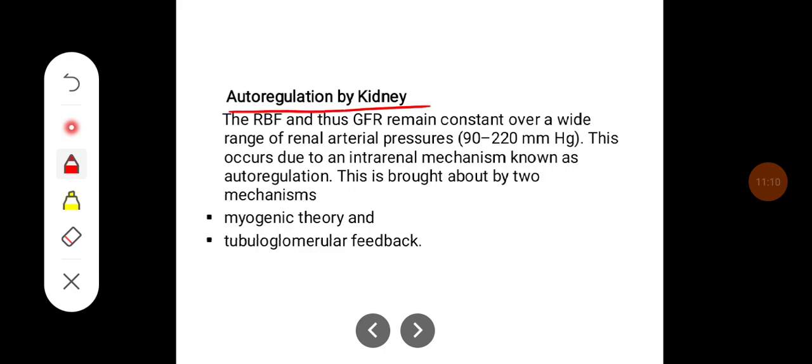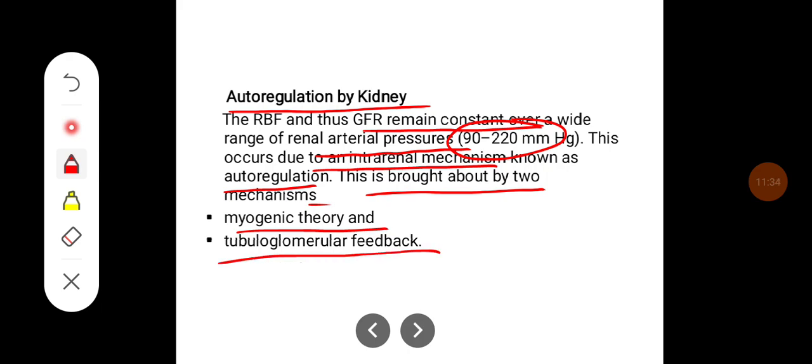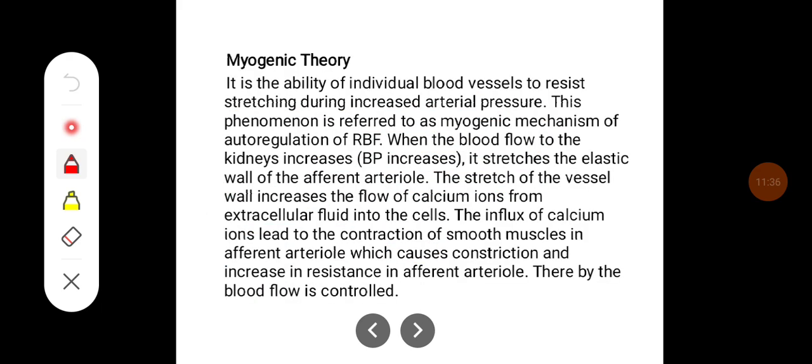Autoregulation by kidney. Renal blood flow, and thus GFR, remains constant over a wide range of renal arterial pressures, that is between 90 to 220 millimeters of mercury. This occurs due to an intrarenal mechanism known as autoregulation. This is brought about by two mechanisms, that is the myogenic theory and the tubuloglomerular feedback mechanism.